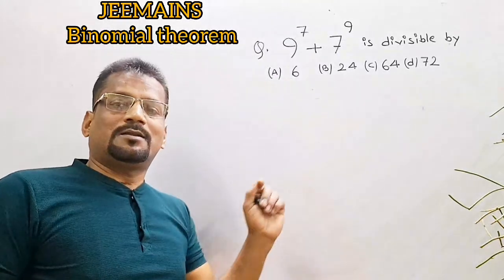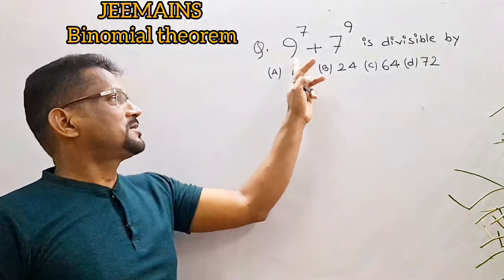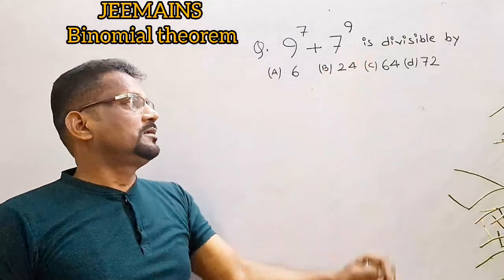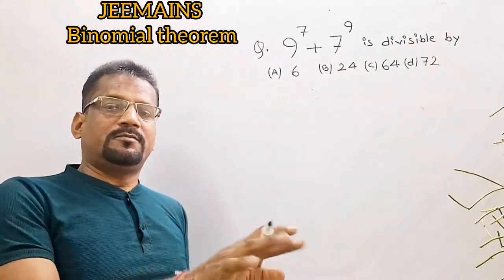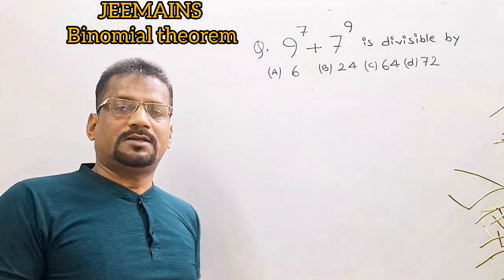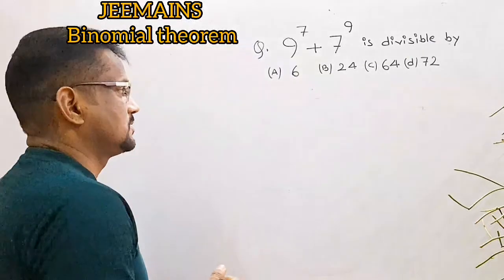Now let us take another question of JEE Mains. In this question it is asked, 9 to the power 7 plus 7 to the power 9 is divisible by which of the following numbers? Simply using binomial expansion we can find out the answer. How to use? Let us discuss.